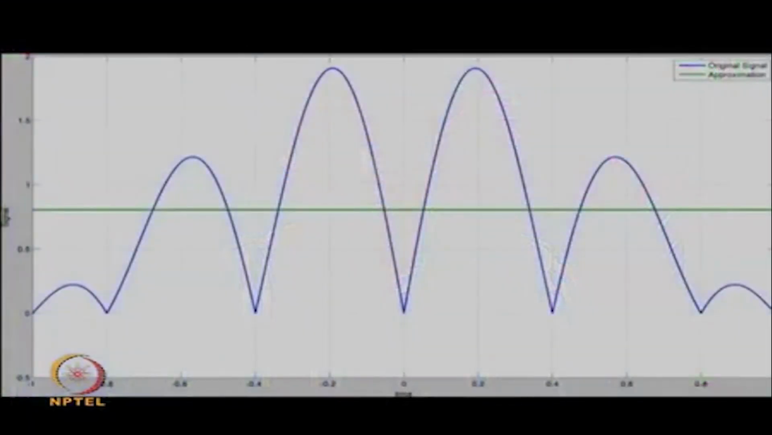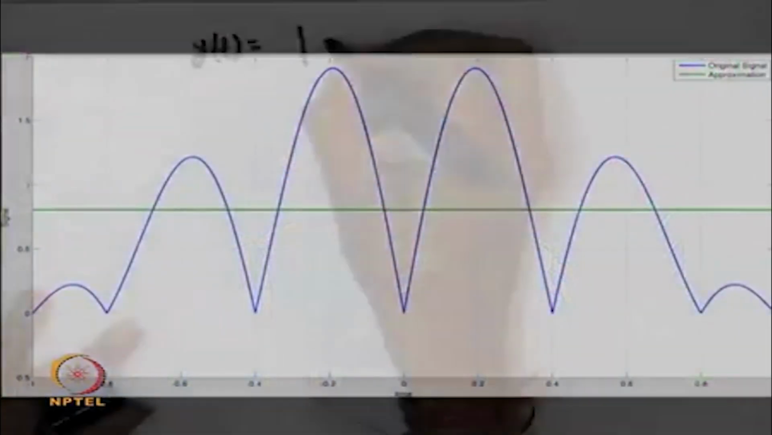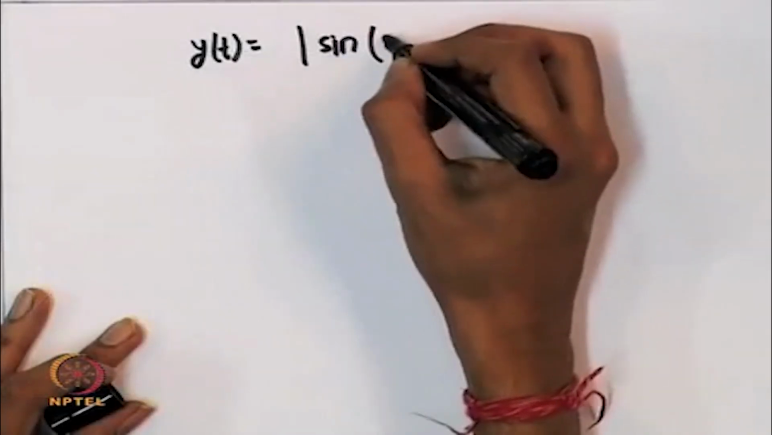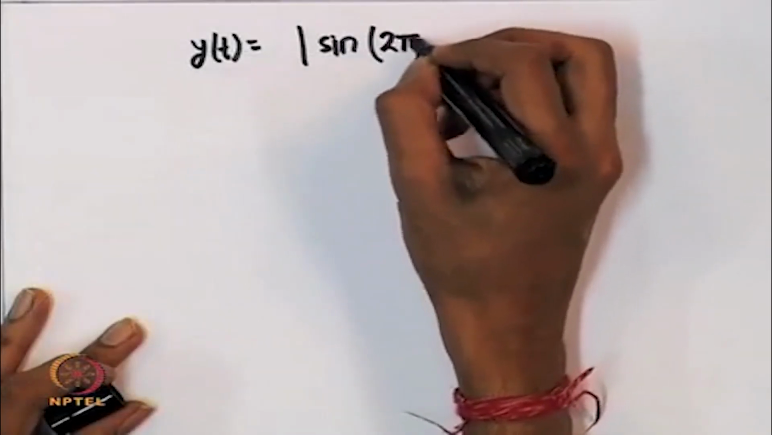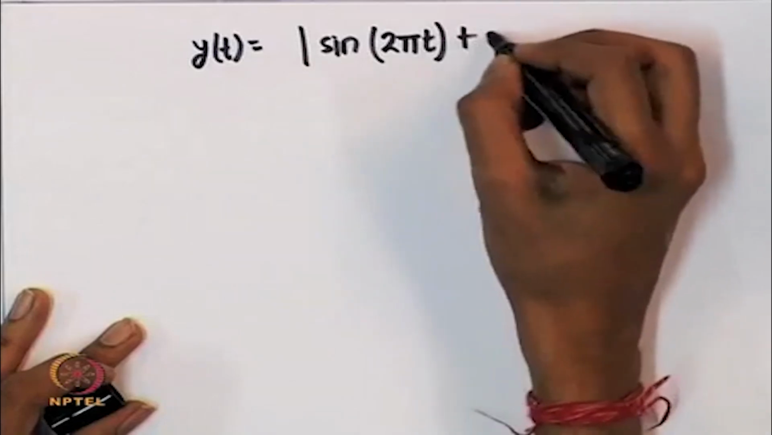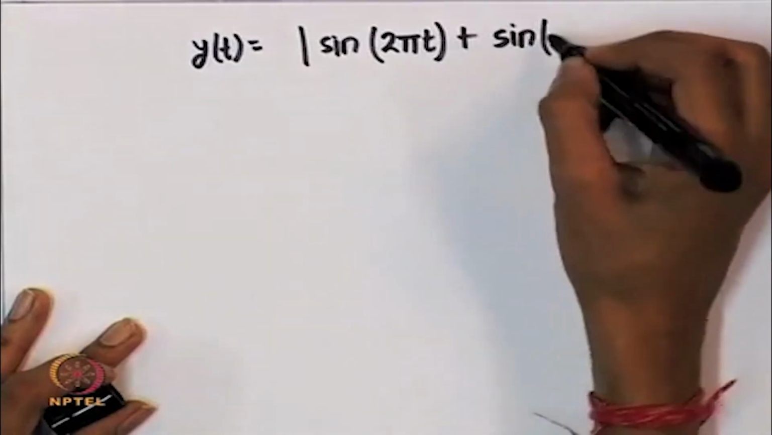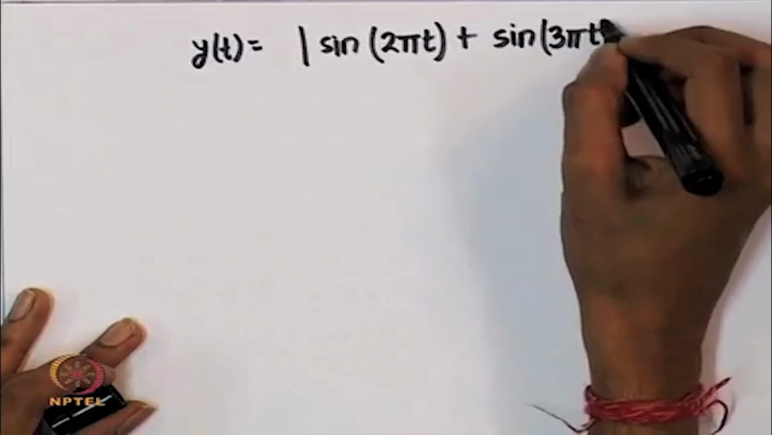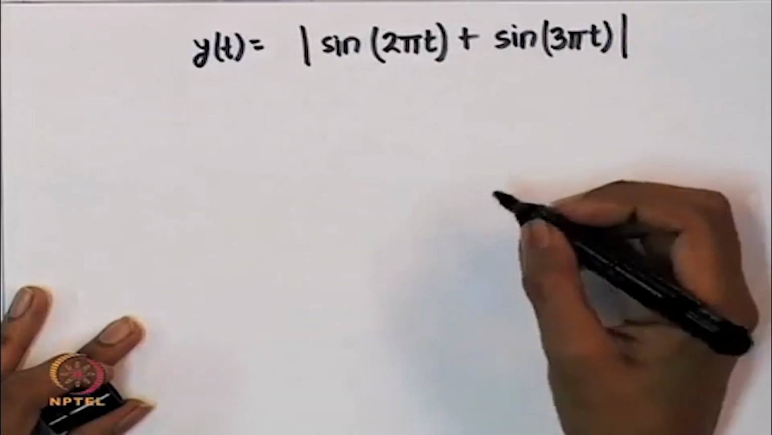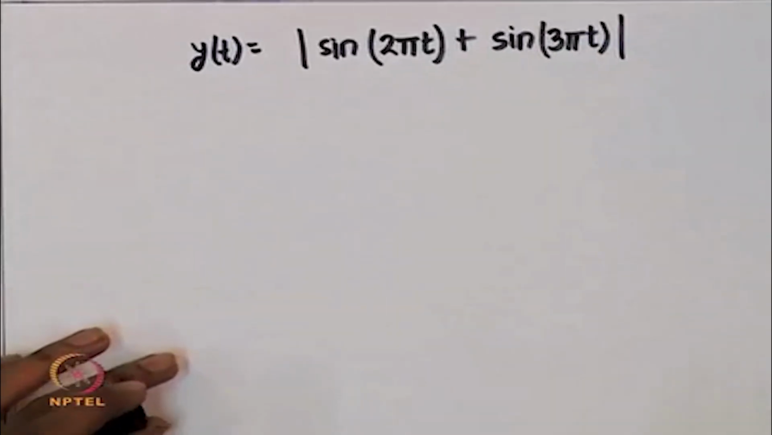Today we will be talking about the projection of functions on different subspaces and how we can use them to get a better and better approximation to that function. We start with the function which is the absolute value of two sinusoids, given by y(t) = |sin(2πt) + sin(3πt)|. This function is shown in this figure in blue.